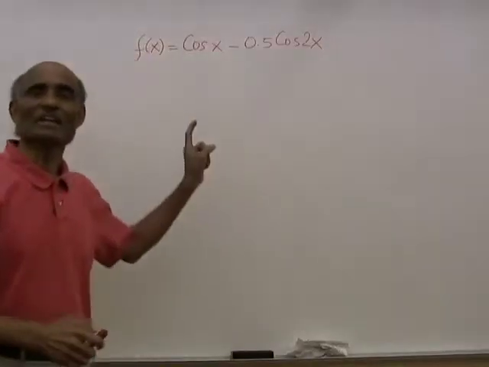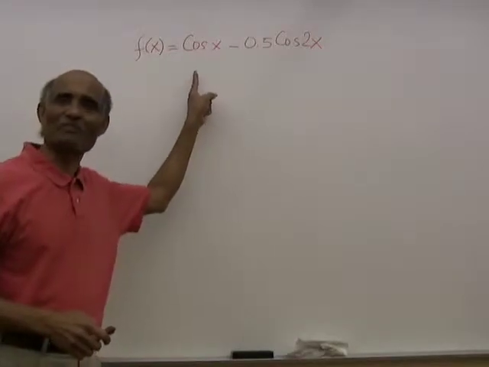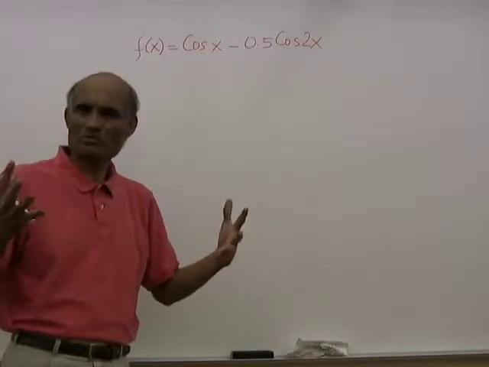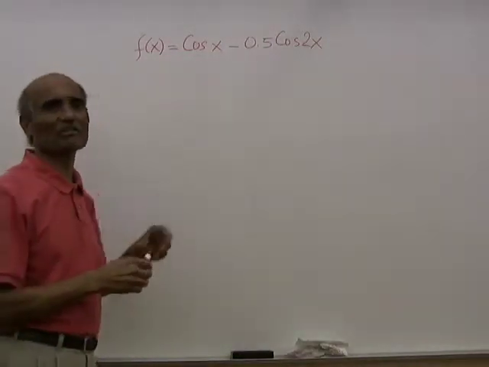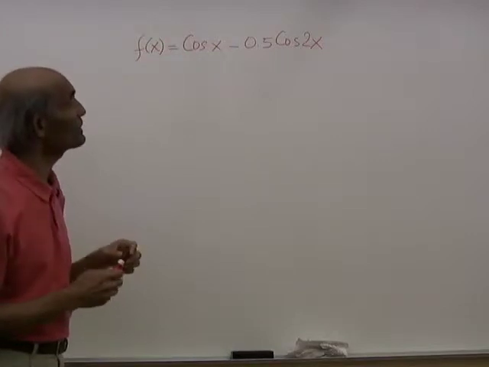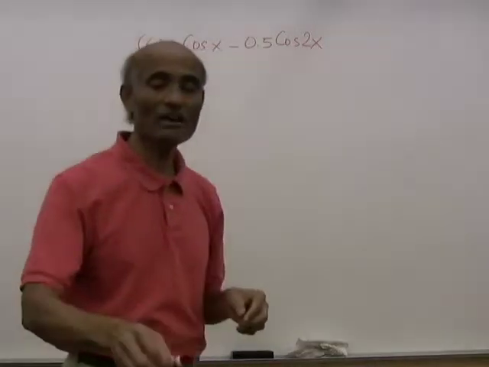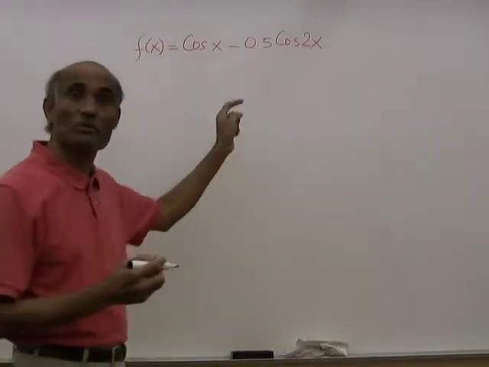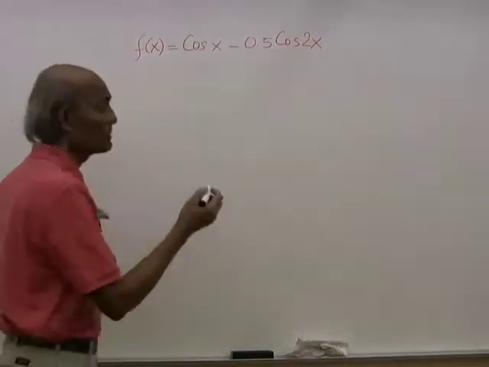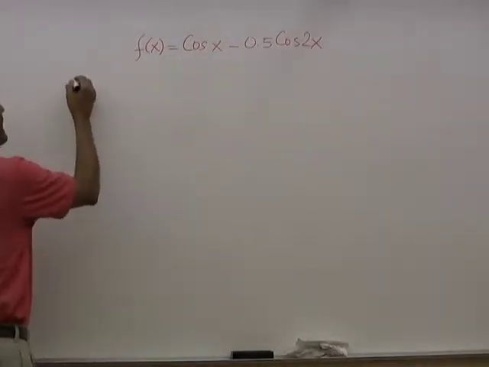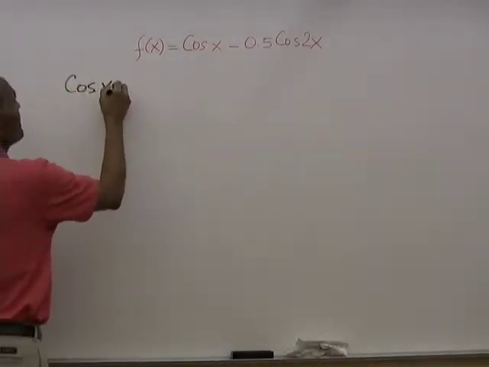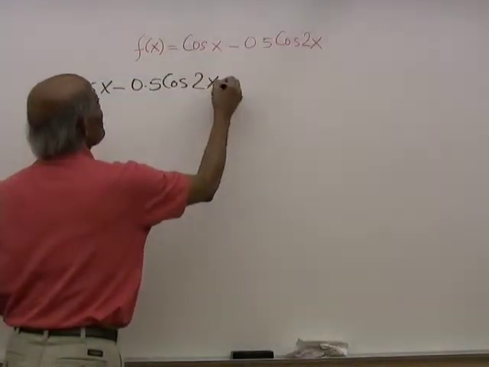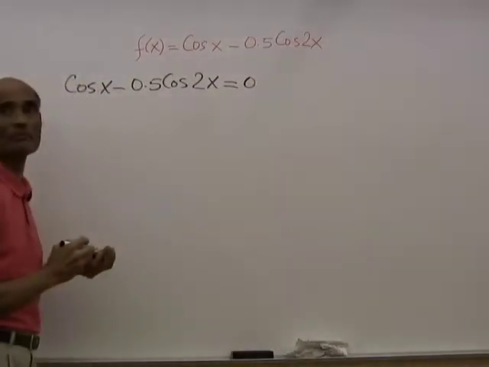Let's now find the x and y intercept of this trigonometric function. I thought that would be useful to you because most of you struggle with solving trig functions. F of x equal to cos x minus 0.5 cos 2x. Well, to find the x-intercept, we set the function equal to 0. So we say cos x minus 0.5 cos of 2x equal to 0.